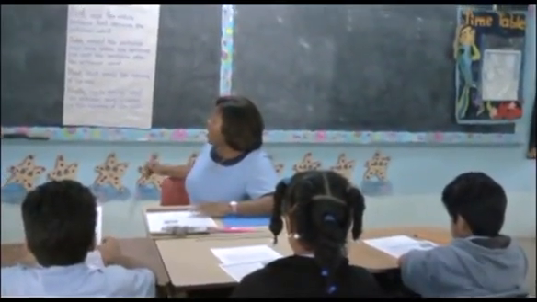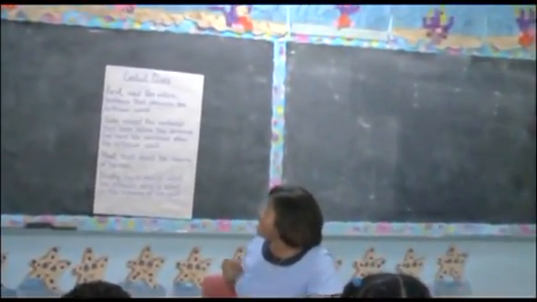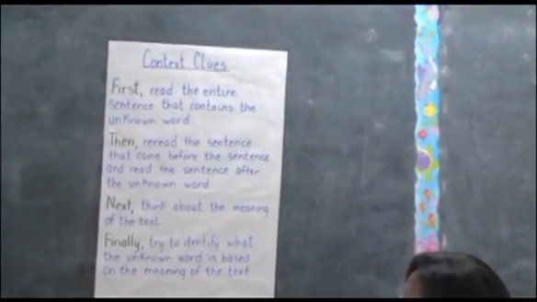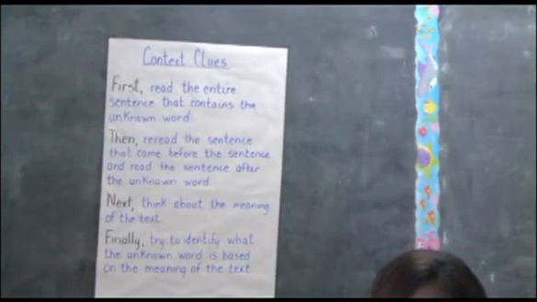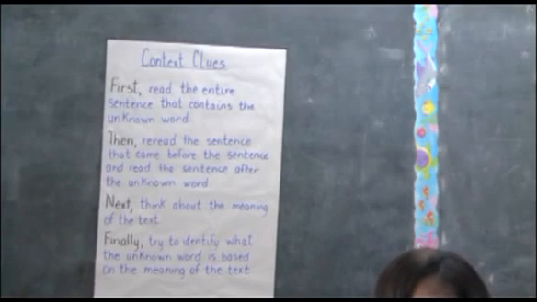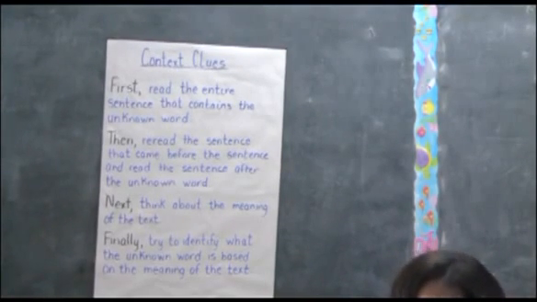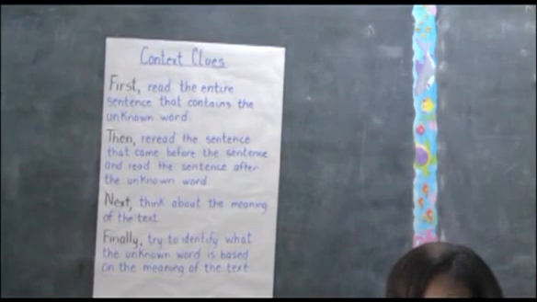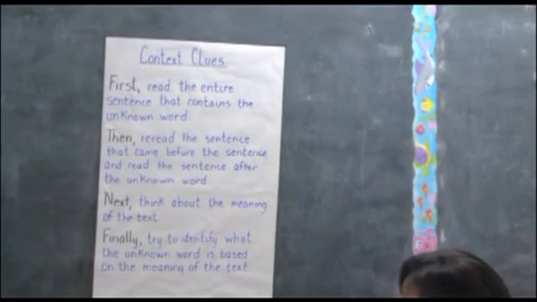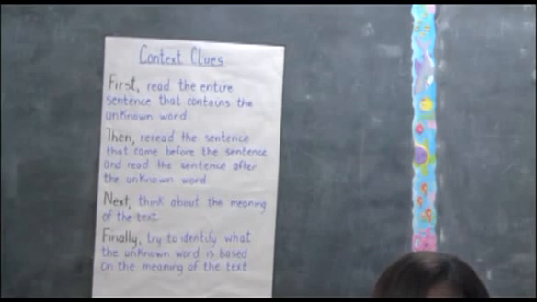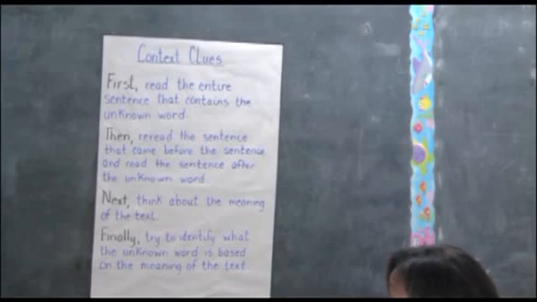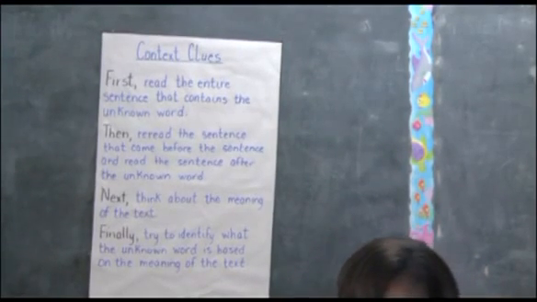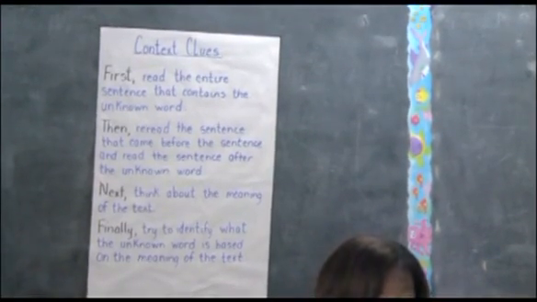So for each word, I want you to first read the entire sentence that contains that unknown word. Then you're going to reread the sentence that came before the sentence with that unknown word, and you're going to read the sentence that comes after that unknown word. Remember, I did that for you. Then you're going to think about the meaning of the text. And lastly, you're going to try to identify what the word means.